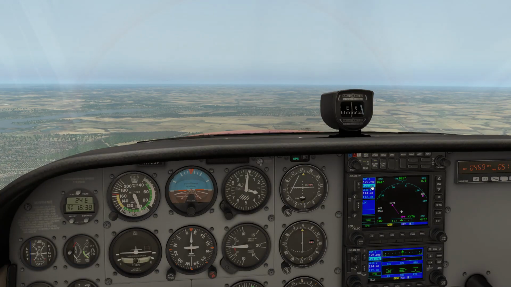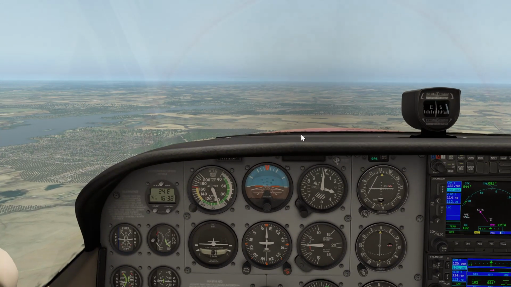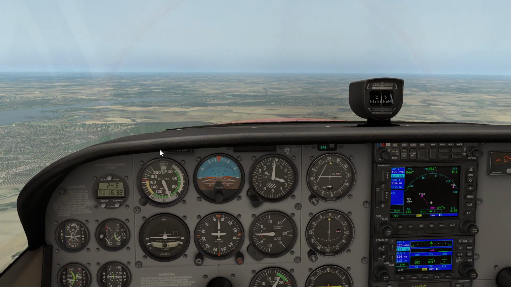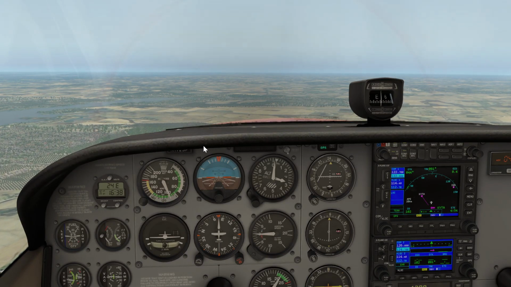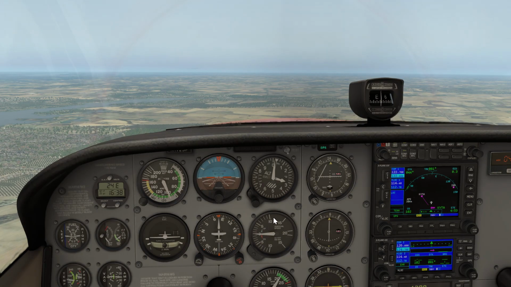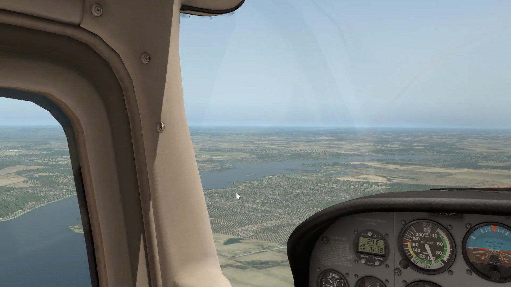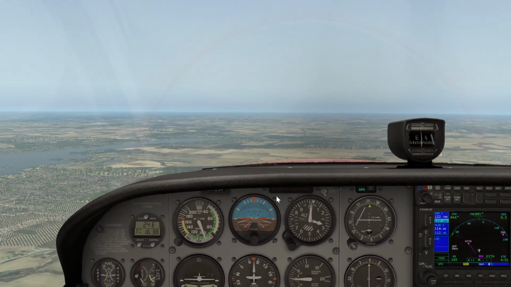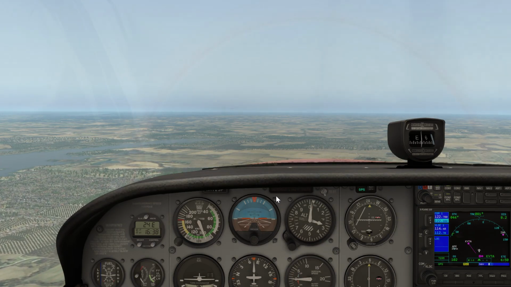Back in the airplane, we have 122.7, so we call up Newark Heath traffic. Cessna 172 Sierra Papa is 8.5 miles to the southwest over Buckeye Lake. We'll be entering a midfield downwind for runway 27, Newark Heath. What did we do there?